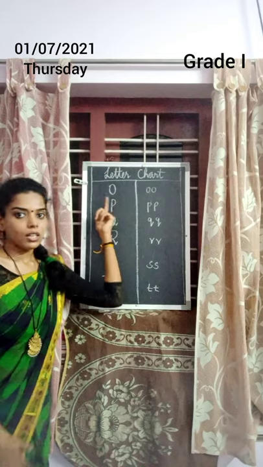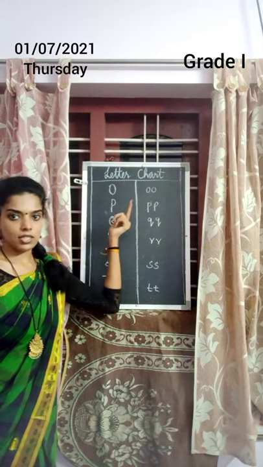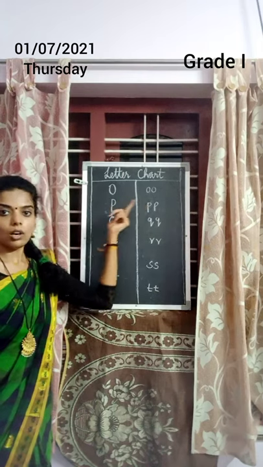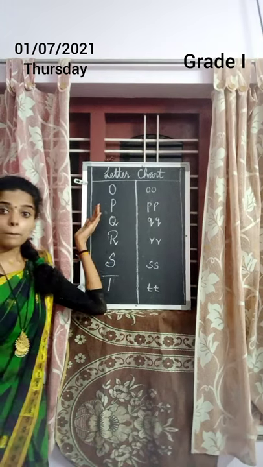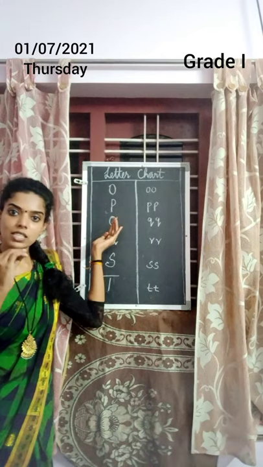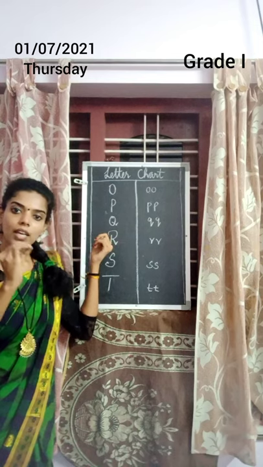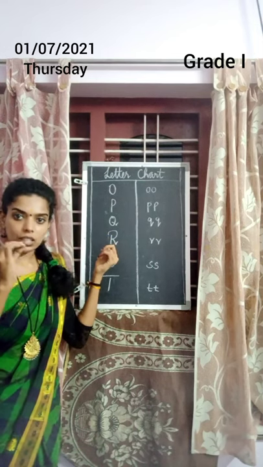Alphabet O. The sound of alphabet O is O. Examples: orange, on, olive. Next one is P. The sound of alphabet P is P sound. The examples are parrot, pen, pencil, penguin.